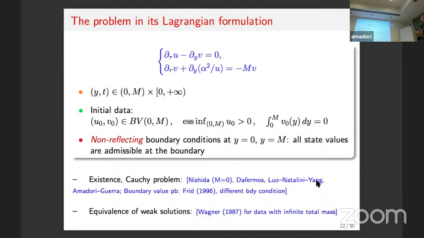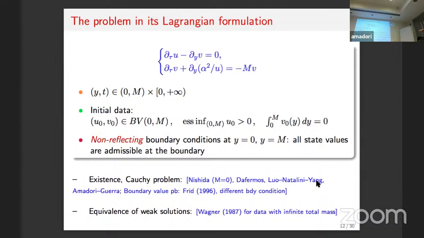Okay, so about the results on the existence for this system, we have for the Cauchy problem the results by Nishida, 1968, and other results that were mentioned also yesterday by Fermos. And about the boundary value problem, we have a similar problem, but different in boundary conditions, by Amadori in this paper, 1996. What about the equivalence of weak solutions between the Eulerian formulation and the Lagrangian formulation? There is this famous, long-cited paper by Wagner, 1987, that could be applied to the present framework because it includes also a situation in which density has zero values, so it includes the case of vacuum.